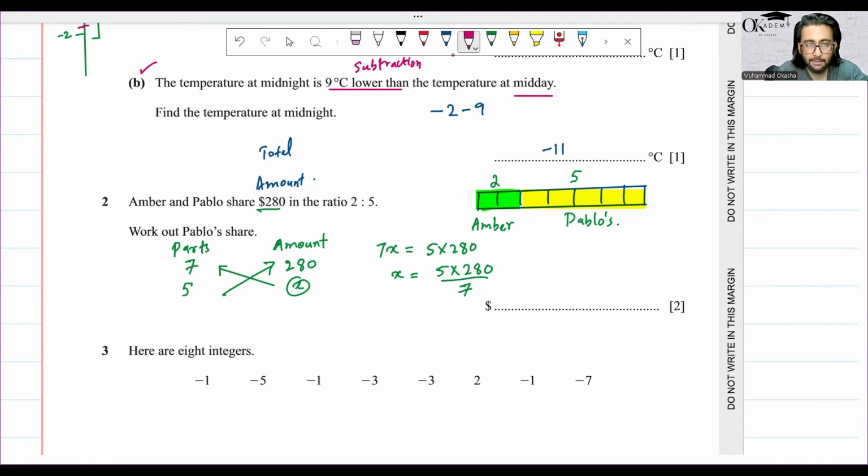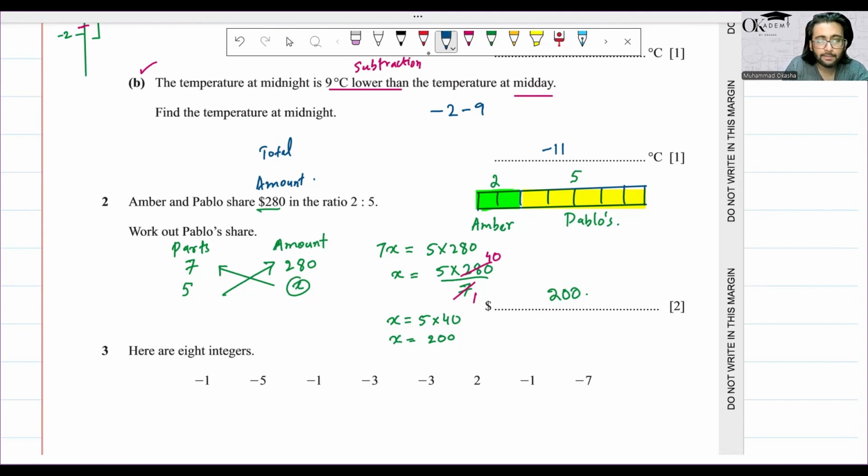So 7 times 1 is 7. 7 ones are 7, 7 twos are 14, 7 threes are 21, 7 fours are 28. So that would be 14, right? So I'm left with X equals 5 times 40. 5 fours are 20, so that would be 200. $200 is Pablo's share because we found out the value of X. X was actually Pablo's share.